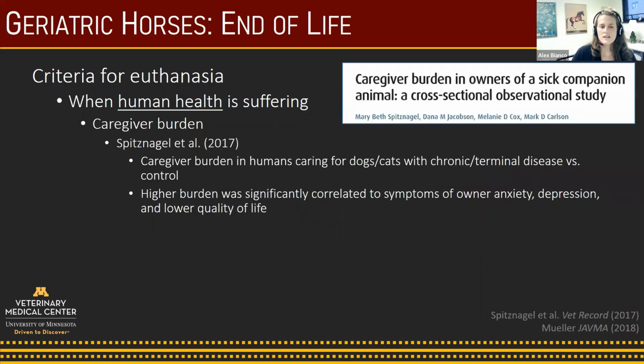They actually have looked at this in dogs and cats with chronic or terminal diseases recently, and looked at caregiver burden, which I think is really interesting. And they found that caregiver burden is a real thing in people as well when they're caring for their chronically ill dogs and cats, and that more needs the animal had was correlated to symptoms of owner anxiety, depression, and lower quality of life. So I think it's reasonable to extrapolate this to our horse and assume that this can happen to horse owners as well.